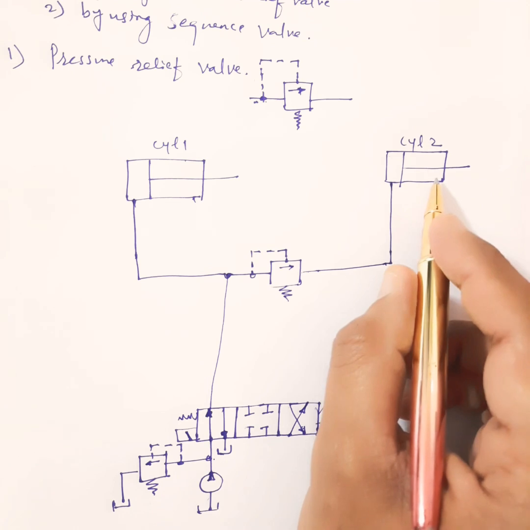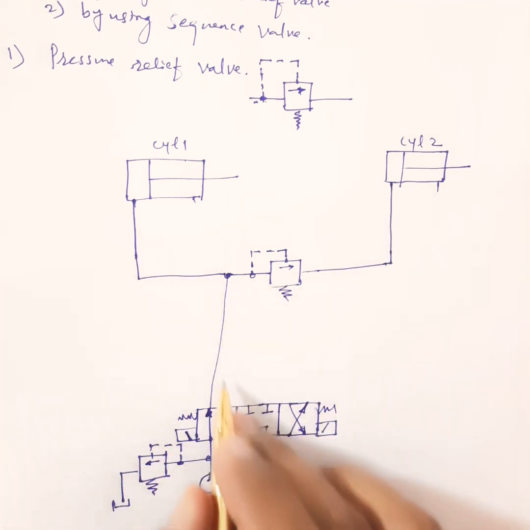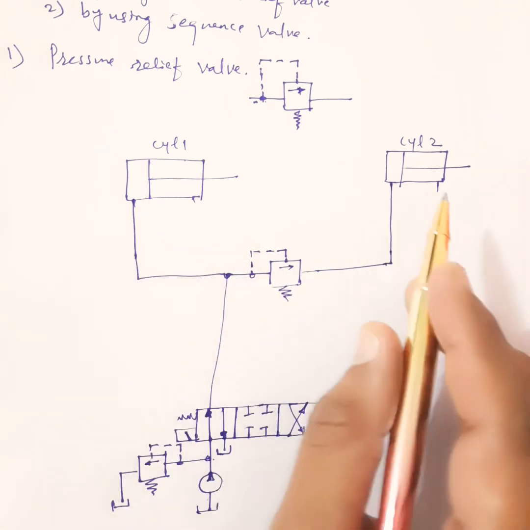When piston 2 reaches the extreme position, then again in this line the pressure will get increased, and this relief valve will open, and fluid from the pump will go to the tank. Okay, so when both the pistons reach the extreme position, then only this relief valve will open. So this is the forward sequence that we have completed. What happened with the return fluid, that we will talk about later.